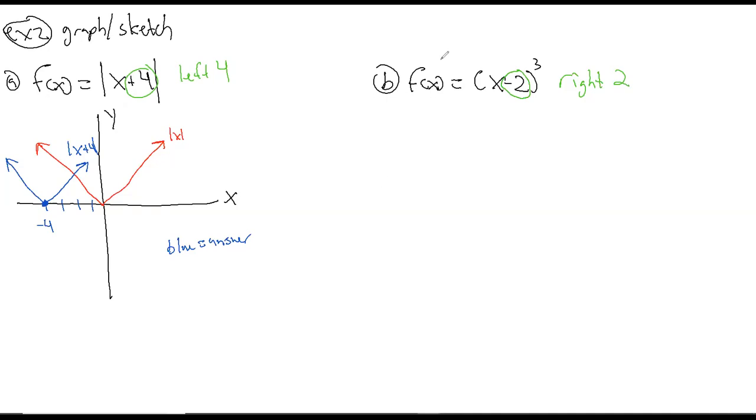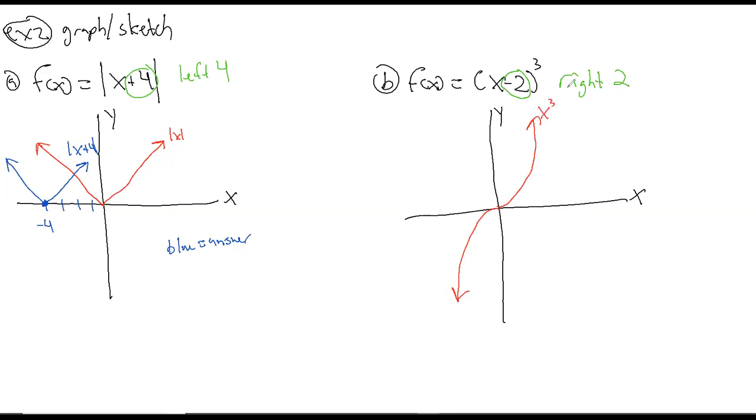Okay, so let's go ahead and make our graph. Let's think about what the core of this should look like. Well, I see an x and a 3 as an exponent, so that's an x cubed, which means that the core, the original function, has this basic shape. That's our x cubed. That's the basic shape with no extra plus or minus numbers anywhere.